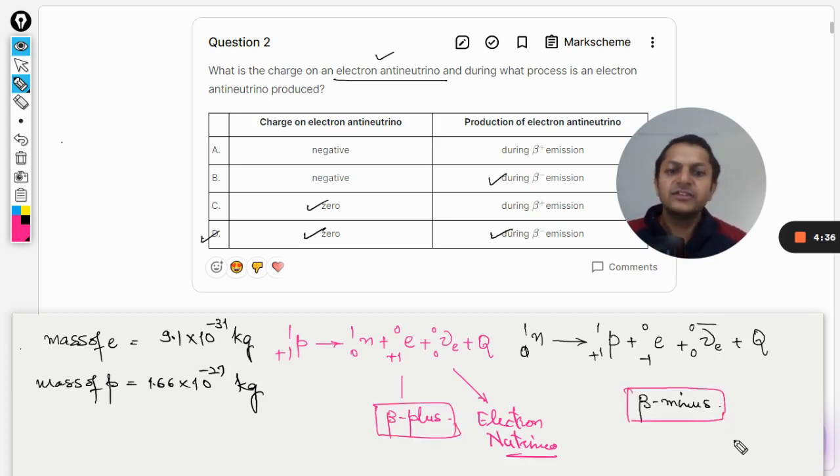So both of the reactions are on your screen. Everything is now completely explained for beta emissions. Okay, so this is how we do this question. So the answer will be D.